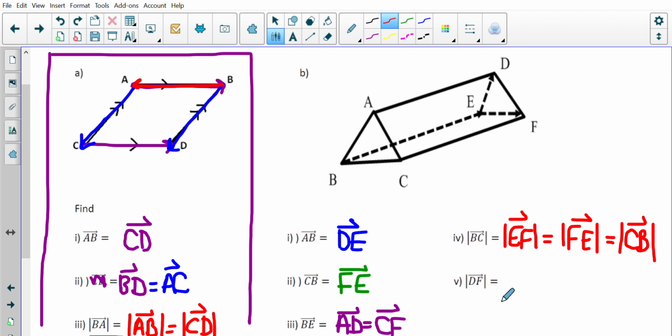What else we got here? DF. D to F. So what else has the same size as D to F? Well, FD would, for sure. And so would A to C and C to A. Again, only worried about the size this time out.